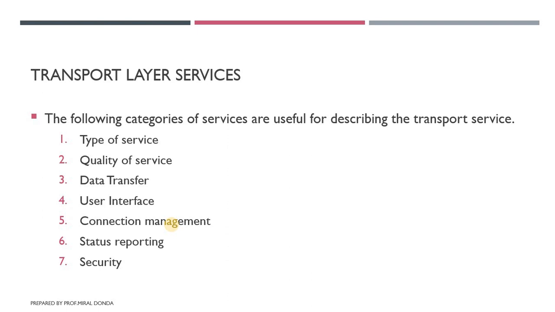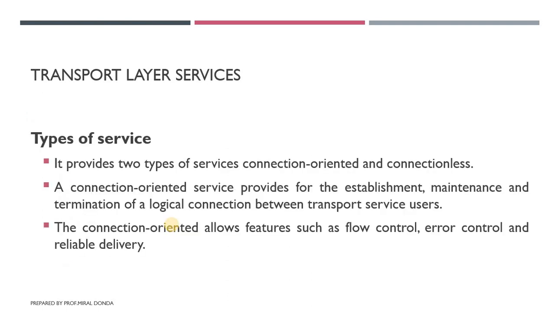So the following categories of services are useful for describing the transport services. First is the type of service, quality of service, data transfer, user interface, connection management, status reporting, and security. So let's understand each in detail. The first is the type of service. The transport layer provides two types of services, which are connection-oriented and connectionless services.